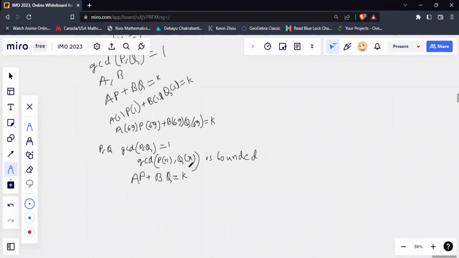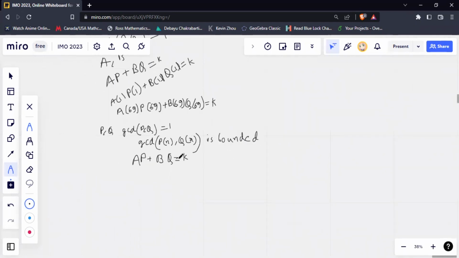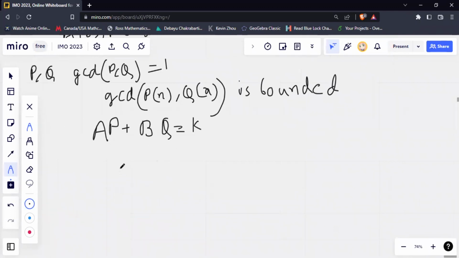Now if there is some R which divides both P and Q, it should divide K also. Which means it divides the GCD. And then R should divide K also, right? But K is bounded, so the GCD is also bounded. This is the proof. Does everyone get it?